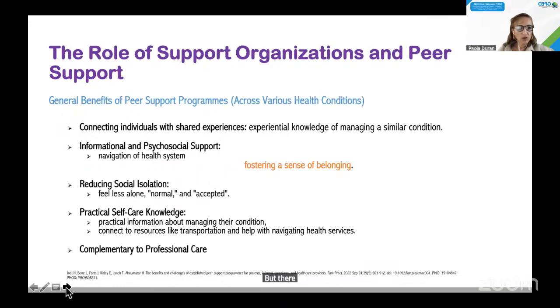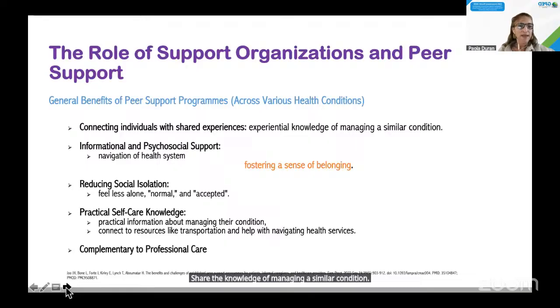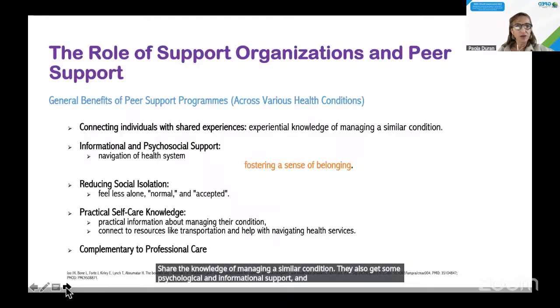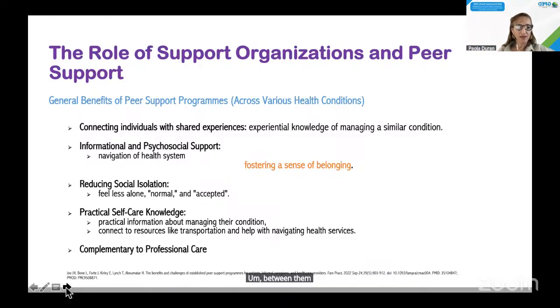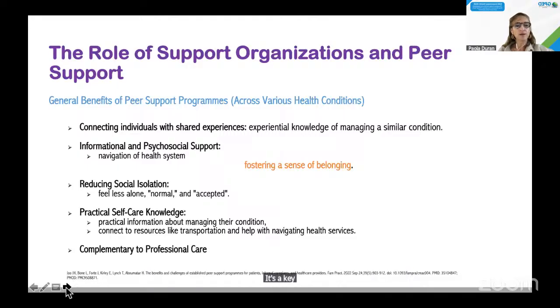But there are many general benefits of peer support programs. When individuals connect and share experience, they also share practical information and knowledge of managing a similar condition. They also get psychological and informational support, and they learn from each other to navigate the health system, which is different in every country, and it's a key point to get the treatment under control.